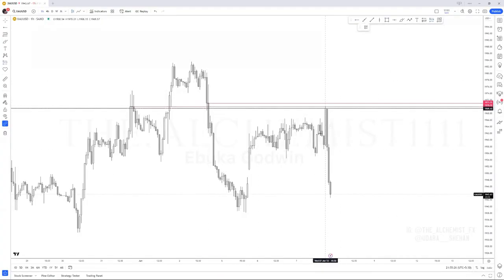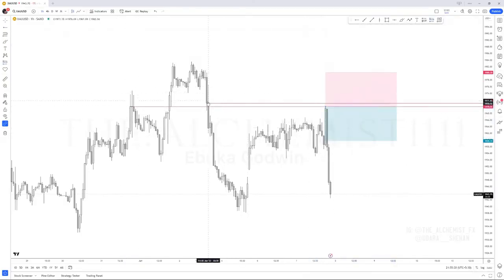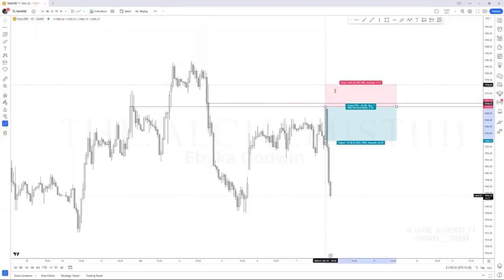Okay, which zone am I going to take the sell from? I'm going to take the sell from this zone. Then I also know that there is another zone up here that the market could reach, so I'm going to place my stop loss above that.